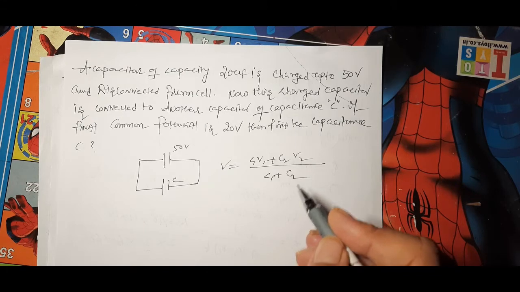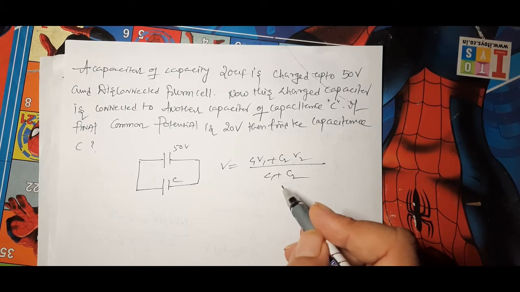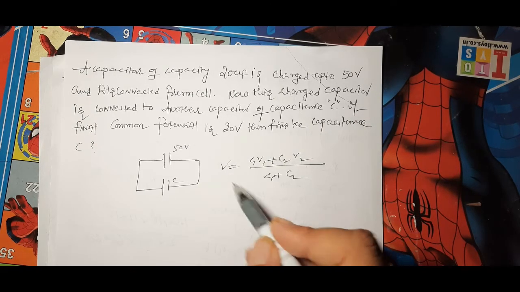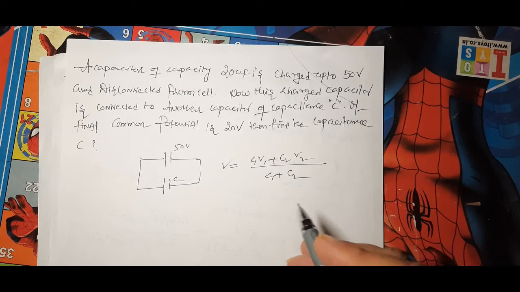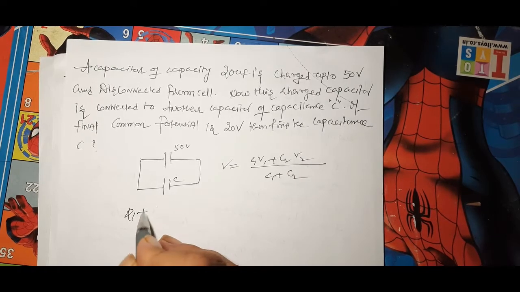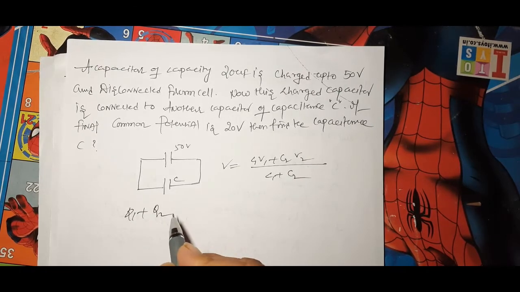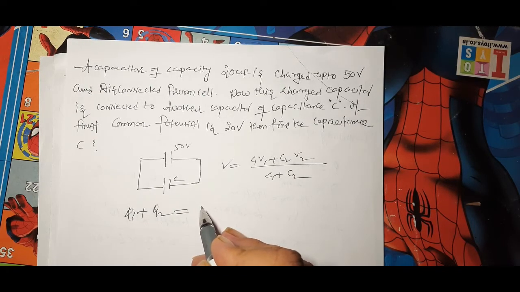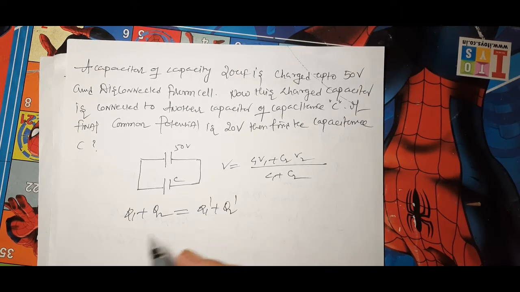Okay, that means charge is conserved, total charge is conserved. Initial total charge is equal to final total charge. From that principle, we obtain the expression for common potential. Initial charge on the capacitors Q1 plus Q2 is equal to final charge Q1 dash plus Q2 dash.